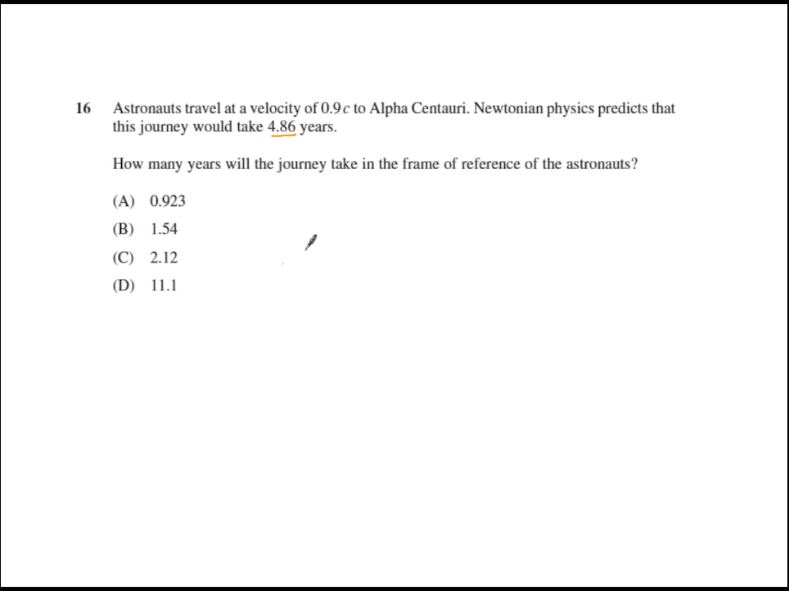So let's have a look at it. Okay, now what's really important is that this is all about time dilation. And you need to look carefully at the question. It says the journey taken in the frame of reference of the astronauts. So the astronauts are doing the moving. So in other words, if we want the astronauts' time, we are looking at the astronauts' proper time. This is all determined really by the formula t = t₀ / √(1 − v²/c²).